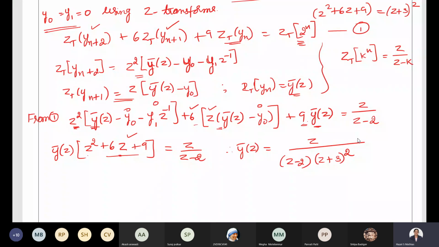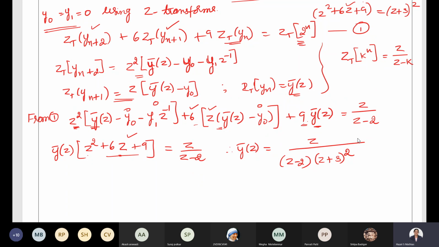What is z plus 3 the whole square? z square plus 3 square, which is 9, plus 2ab, 2 into z into 3, so 3 2s are 6z. So z square plus 6z plus 9 is z plus 3 the whole square.